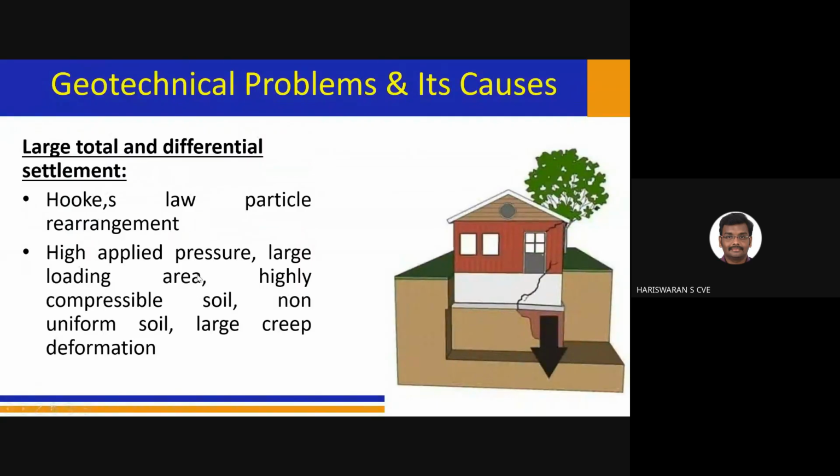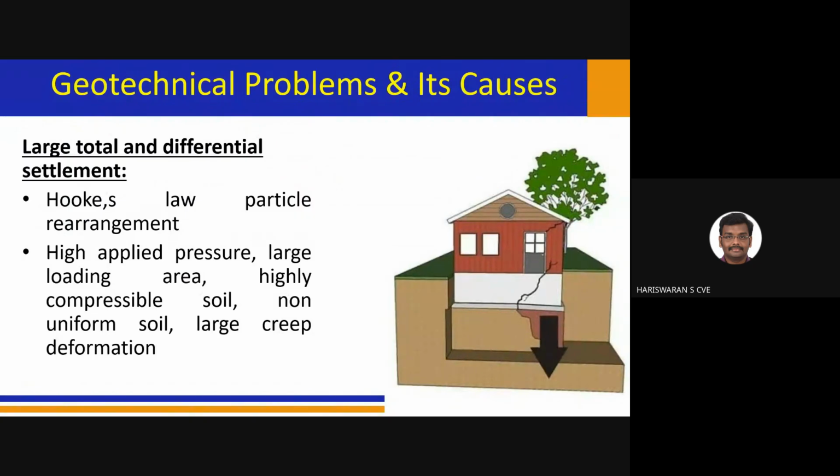Particle rearrangement purely depends on Hooke's law. That is, up to a particular limit of the loading, we expect load is proportional to stress, and stress is proportional to strain. If it is within the elastic limit, no issue. If the load is removed, it may come back to the original position. The stress may be relieved.